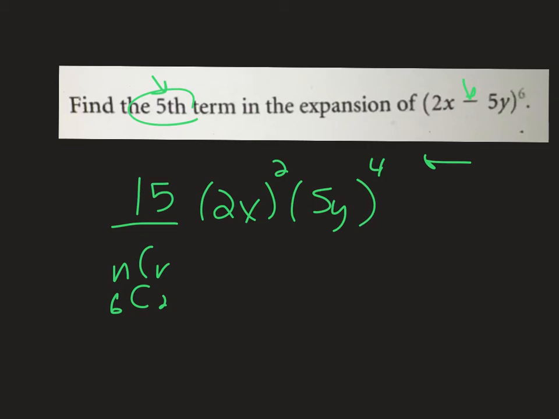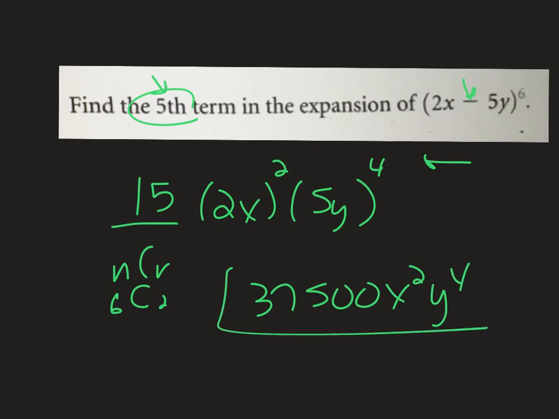I'm punching in 15 times the 2 squared, don't forget the 2 squared, times the 5 to the 4th power. When you punch all that in, you get 37,500 x squared y to the 4th. Now guys, that is just the 5th term. You don't have to write all those out just to find the 5th term. If they ask you for a certain term, you can just tell them what the 5th term is, just like we just did.